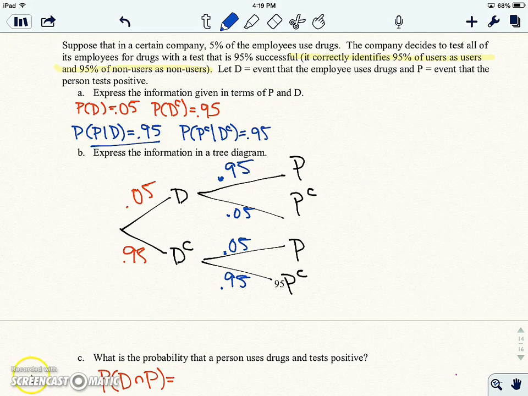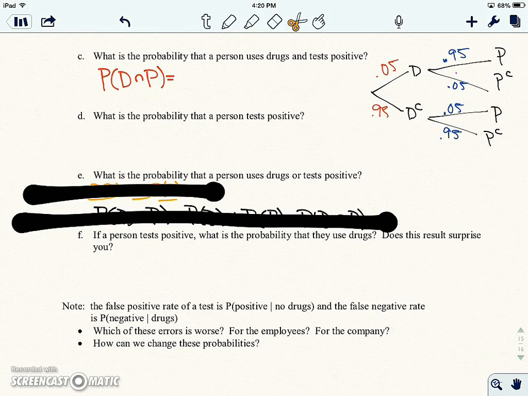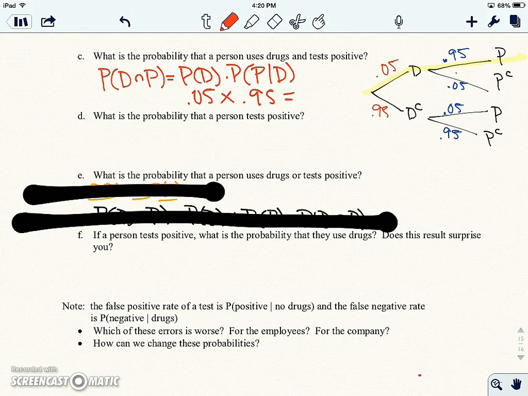Using this tree will help answer the rest of the questions. I went ahead and just copied the tree from up here into this corner so we can look at it. The first question is, what is the probability that a person uses drugs and tests positive? So drugs and positive. That's the multiplication rule. So that's the probability of drugs times the probability of positive given drugs, which would be this little bit right here. You don't always have to write these formulas out, but that's the formula. So drugs is 0.05 times positive given drugs, that's 0.95, and the probability of doing both is 0.0475.